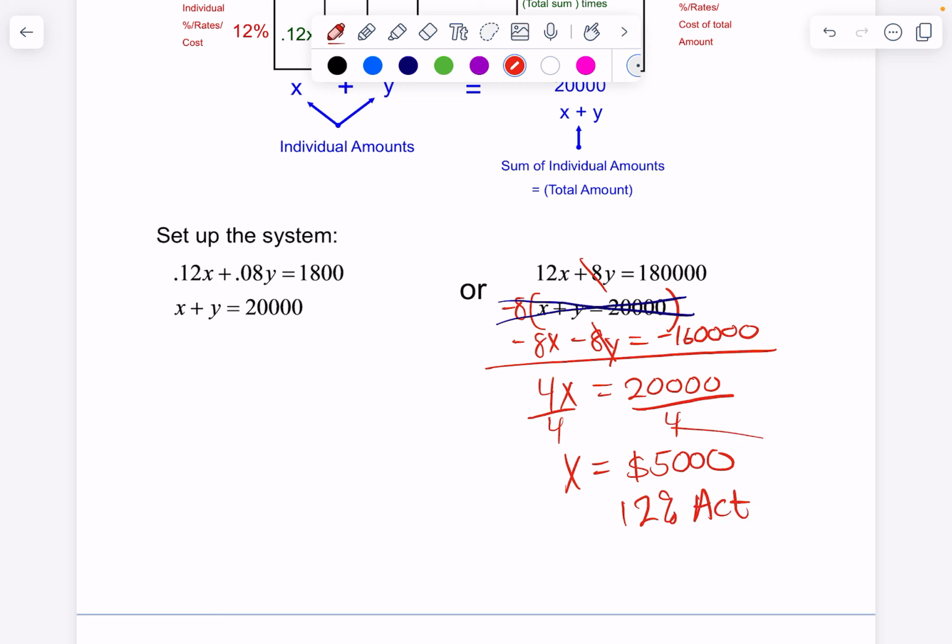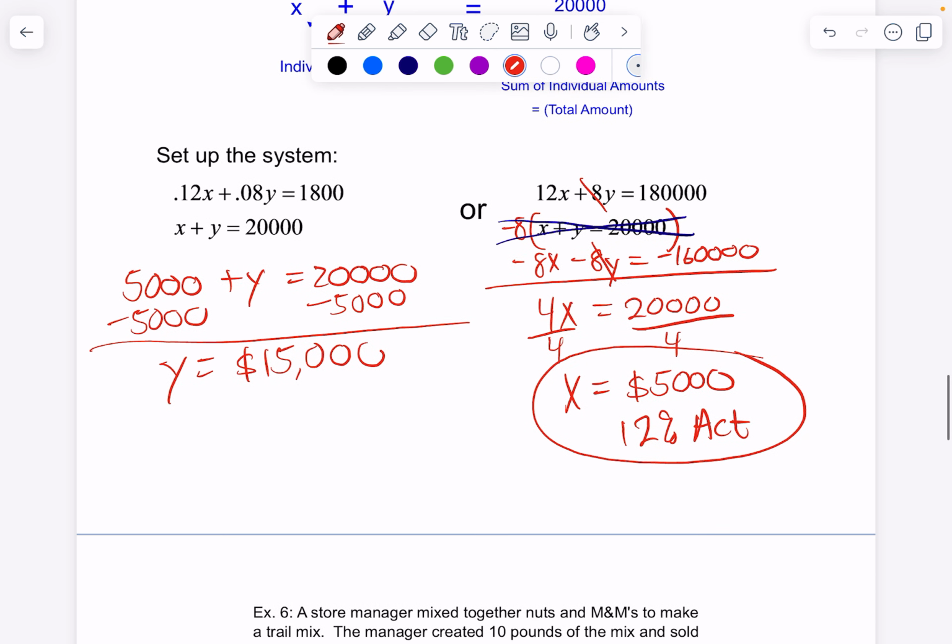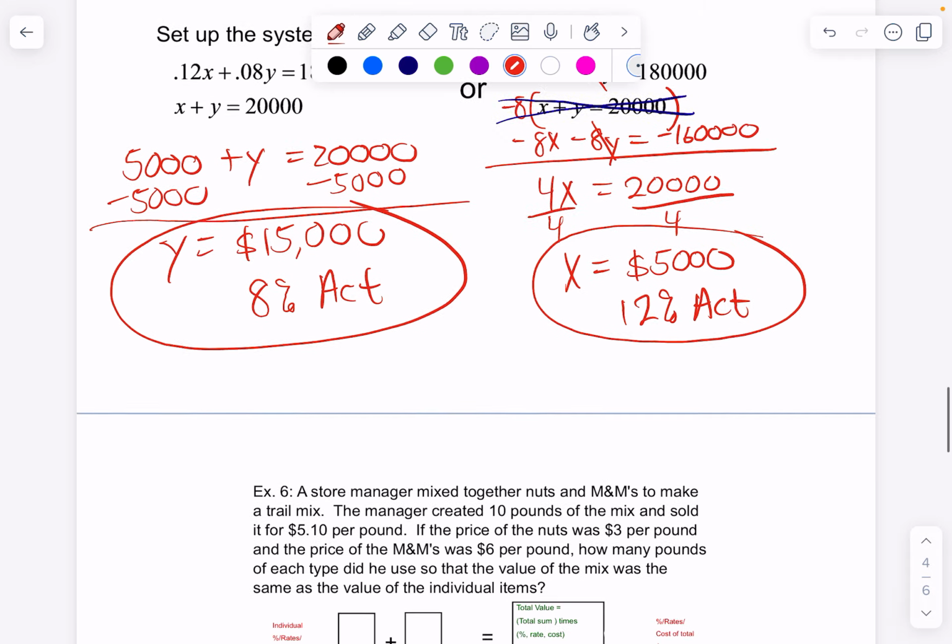It's the beauty of labeling. And then I have my 5,000 plus y equals 20,000. And y equals $15,000 that I have invested into the 8% account. And there you have it. All right, let's get two more in there.